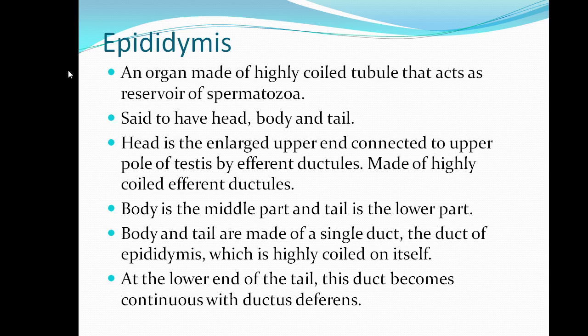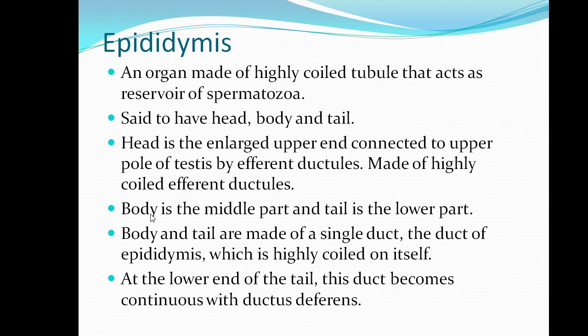Epididymis. Epididymis is an organ made of highly coiled tubule that acts as a reservoir of the spermatozoa. It is said to have a head, body, and tail. The head is enlarged upper end connected to the upper pole of the testis by efferent ductus. It is made up of highly coiled efferent ductus.